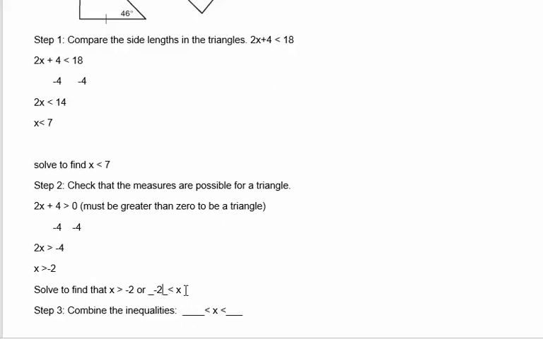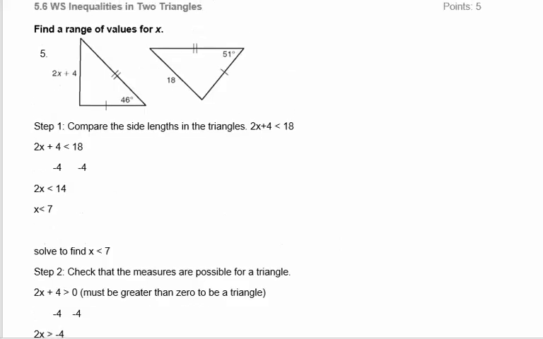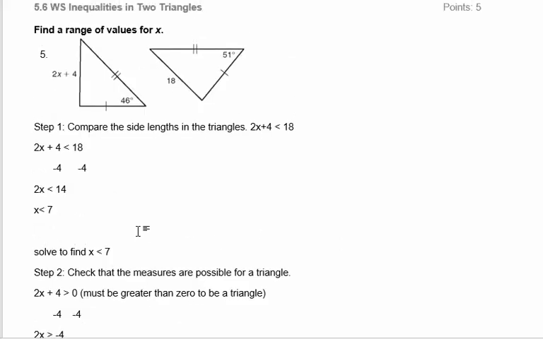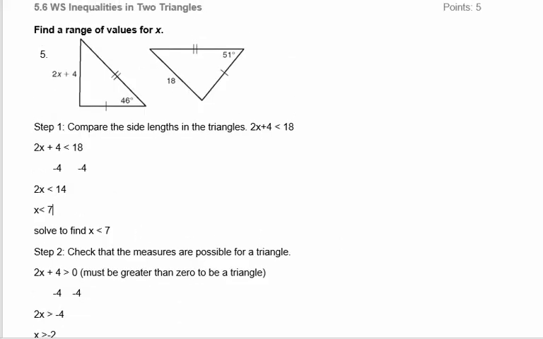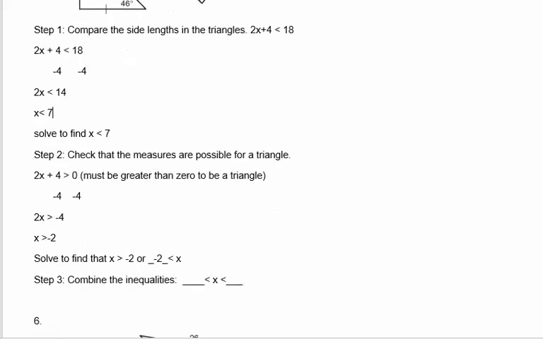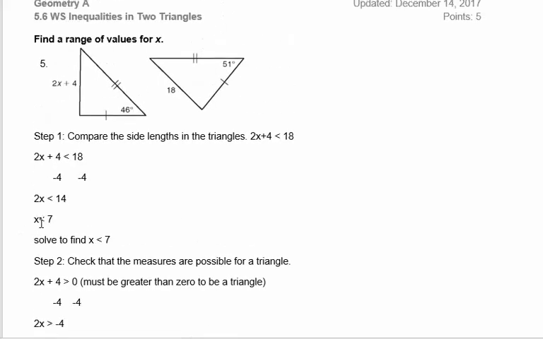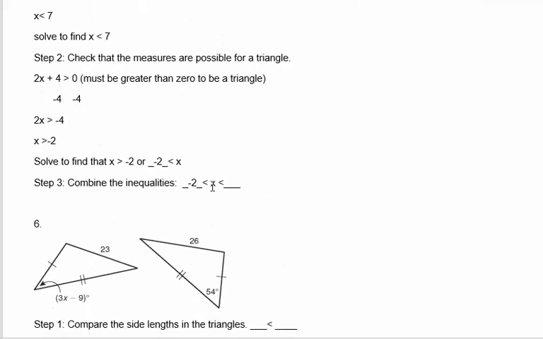That means that my value for x for this triangle has to be between the lower and the greater range that I just found. So the lowest that I found, x has to be greater than negative 2, or negative 2 is less than x. That goes in this part of my combined inequality. And x also has to be less than 7. That is the greatest it can be, so that goes on this side.